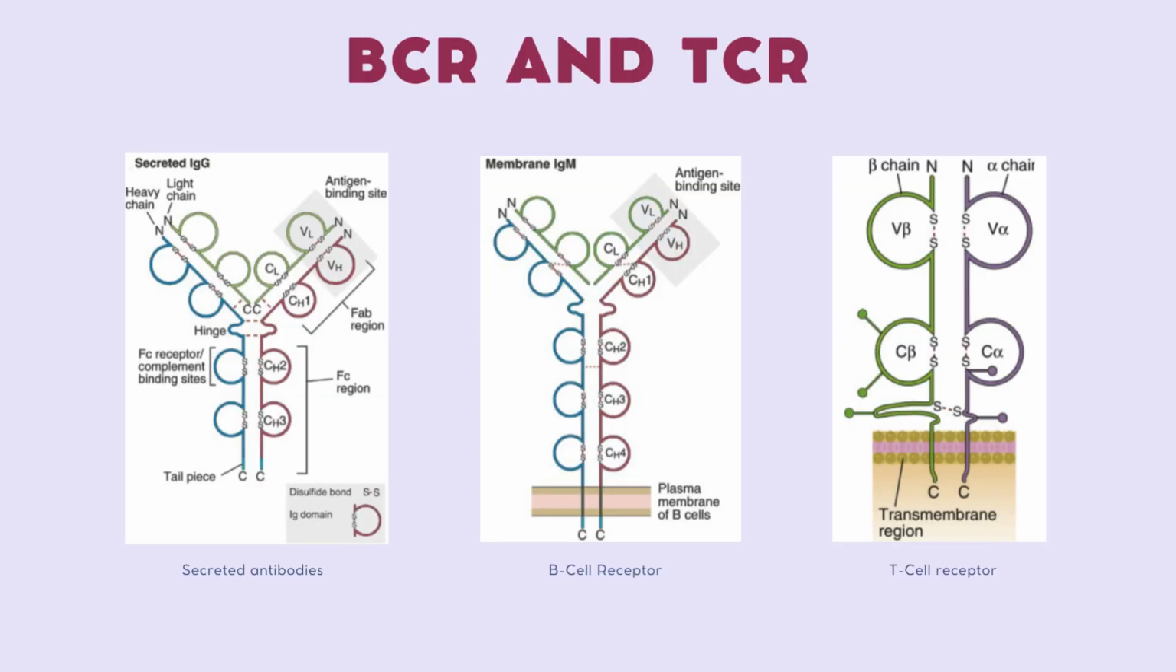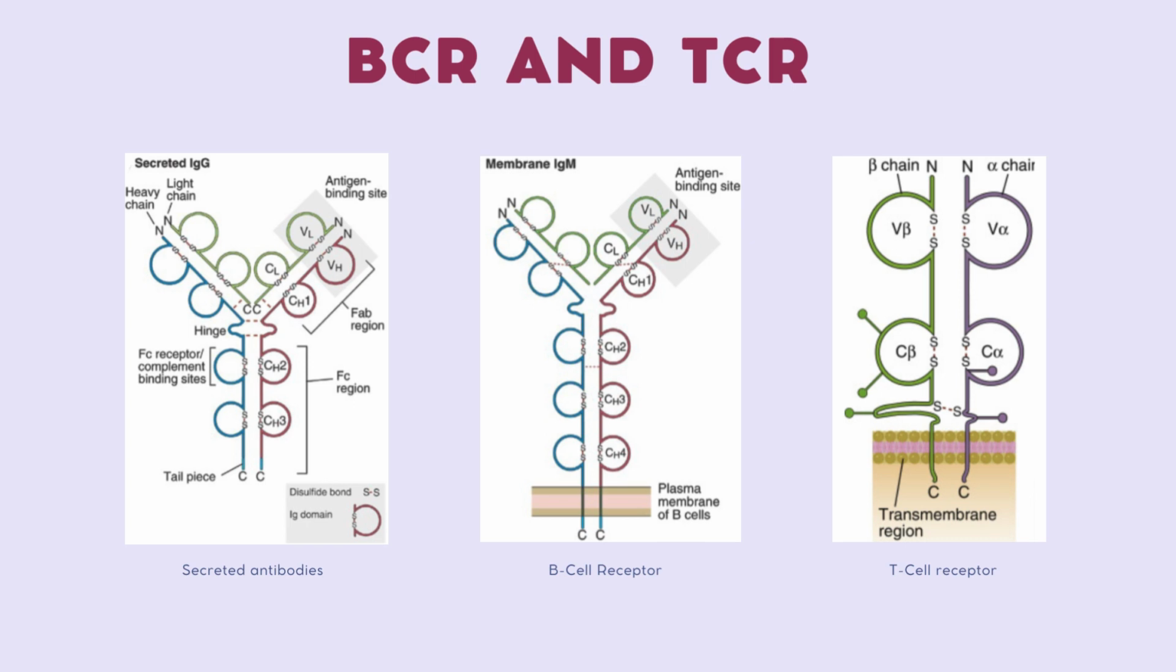The structure of secreted antibodies and B cell receptors are similar, besides the fact that BCRs are anchored at the membrane of B cells. They are composed of two heavy chains and two light chains, each one containing one variable region. The paratope is found at the end of the variable regions to bind with epitopes of an antigen.